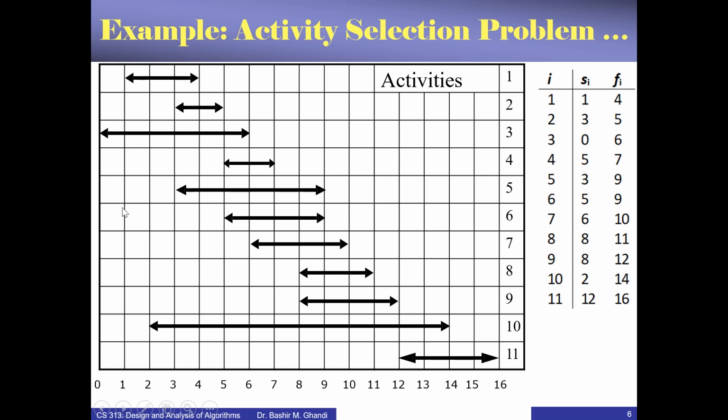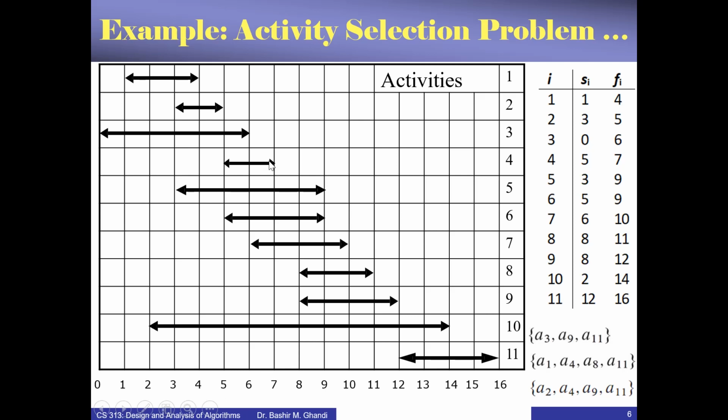The question is, which of these activities will be mutually compatible and give us the maximum subset? So A1 clearly is here. It finishes at 4. A4, 1, 2, 3, 4, so A4 is here. You can see it's clearly compatible with this one because this one finishes at 4, but this one starts at 5. So A4 is compatible.